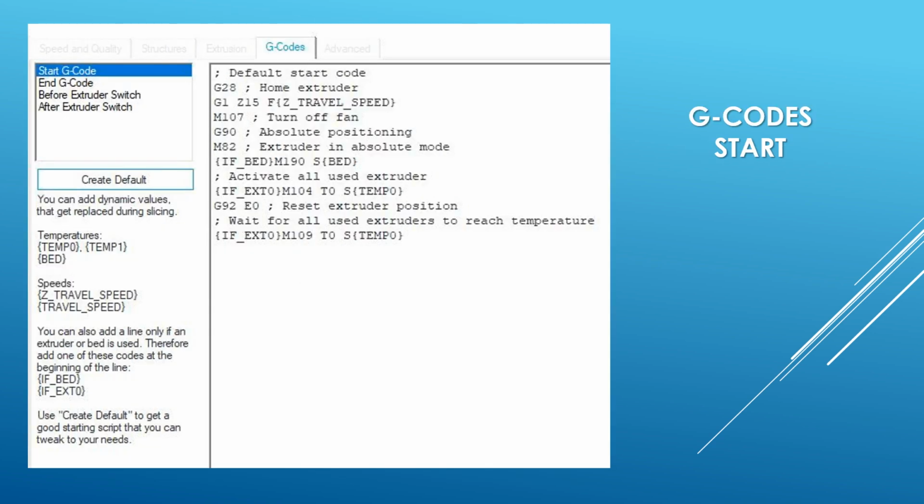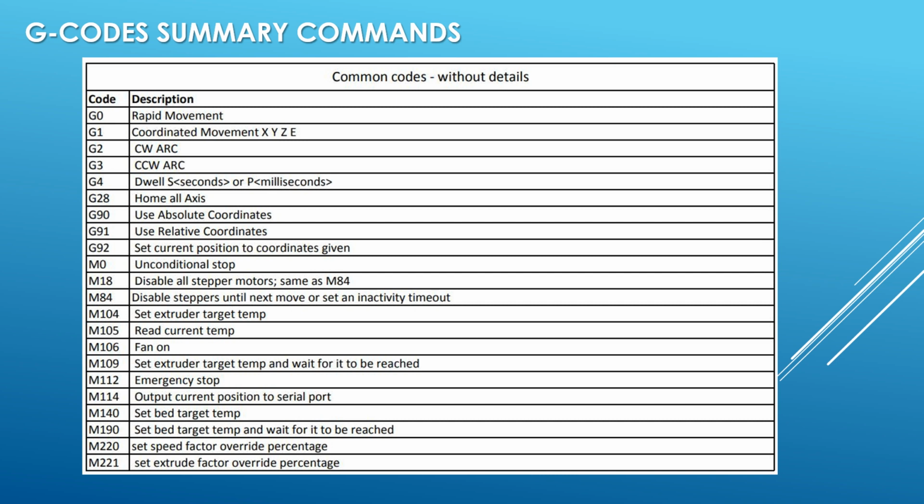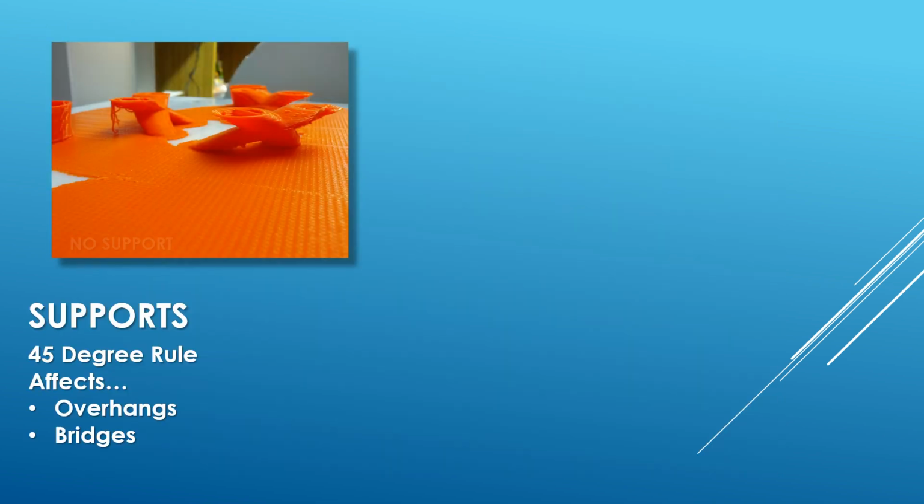The starting G-code is critical for a good print. The ending G-code can also affect your print quality. As a reminder, here is a summary of some common G-codes used in 3D printing. Supports are critical. Remember the 45-degree rule. It affects overhangs and bridges.